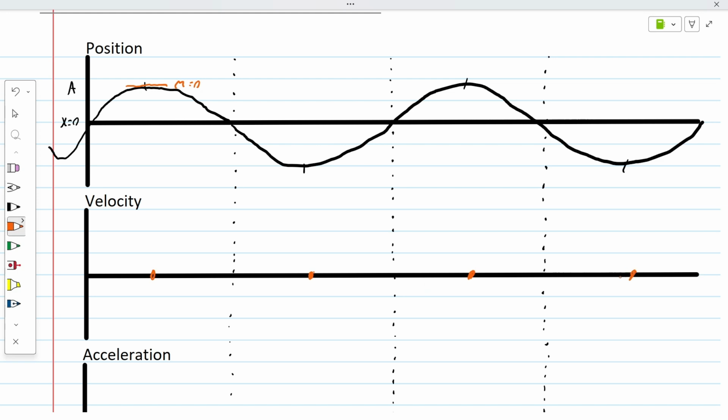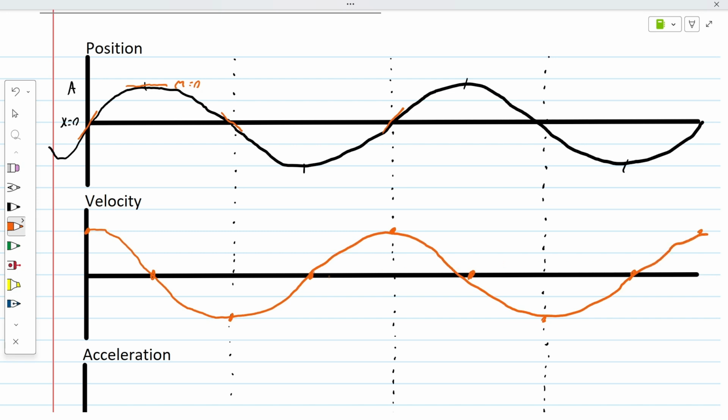Then when is the velocity going to be at its max and minimum? We see that the velocity is the slope. It's going to be positive here, negative here, positive here, and the slope is the greatest at these points. So it's the maximum here, and then it goes down to a minimum here, and then a maximum here, and then a minimum, and we can see the pattern that the velocity is going to make. And so we can draw in our velocity curve here using that information.